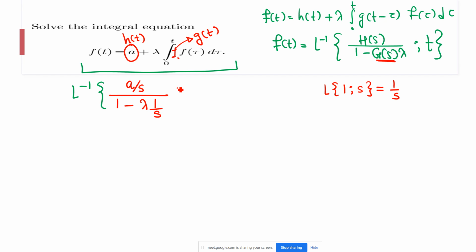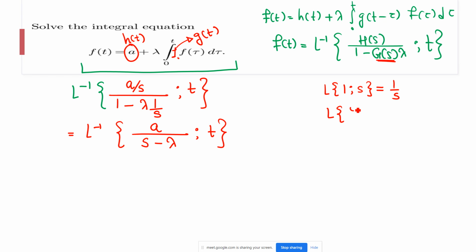I need to find the Laplace inverse of this. That is the same as the Laplace inverse of a divided by s minus lambda, converted to variable t. So can you guess a function whose Laplace was this? Which function was such that its Laplace was 1 by s minus a? Yes, it was e raised to at.